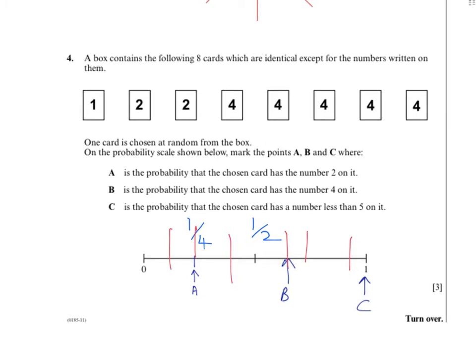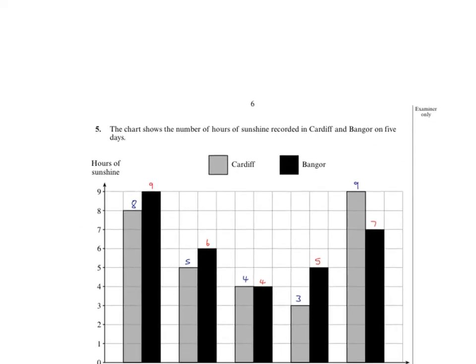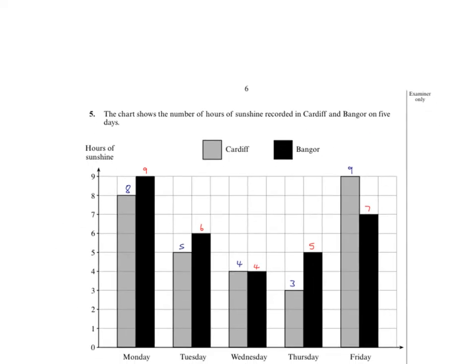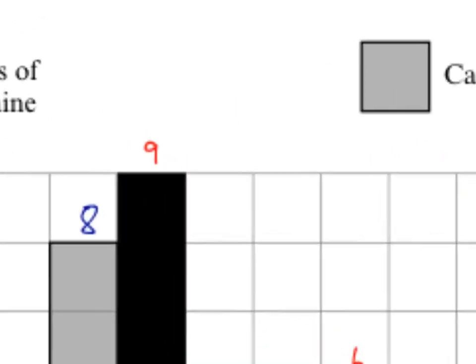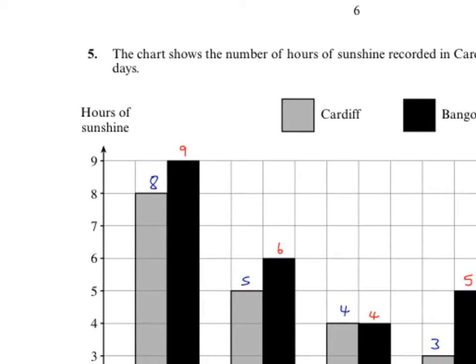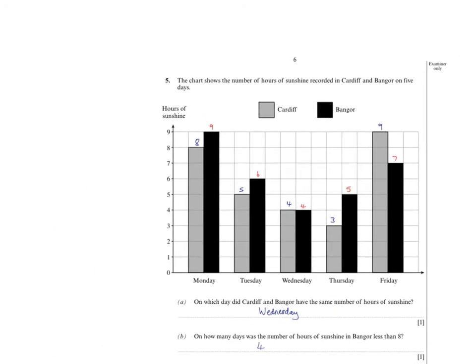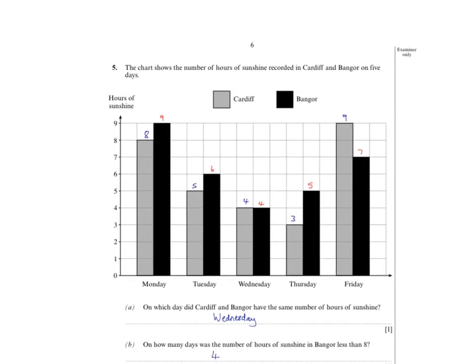Okay, good question. The first thing I did was I actually went onto each bar and wrote exactly how many it was. So can you see there, I've gone and put 8 on that one, 9 on that one. Not a bad idea to do that at all. Different colour pens to show the different bars so I didn't get confused. It says, on which day did Cardiff and Bangor have the same amount of sunshine? Well, it's when the bars are level, so that was Wednesday.